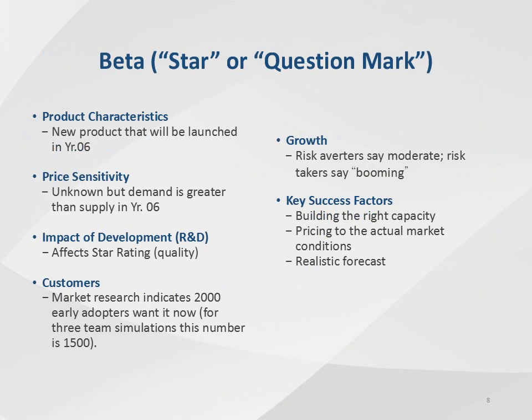A lot of money has been spent in the development of Beta. A lot of money has been spent in building production capacity. Early market research shows that there are a lot of people eagerly awaiting the product. So all you have to do now is price it, put in the marketing, and sell it, and keep building the right amount of capacity to match its future growth.